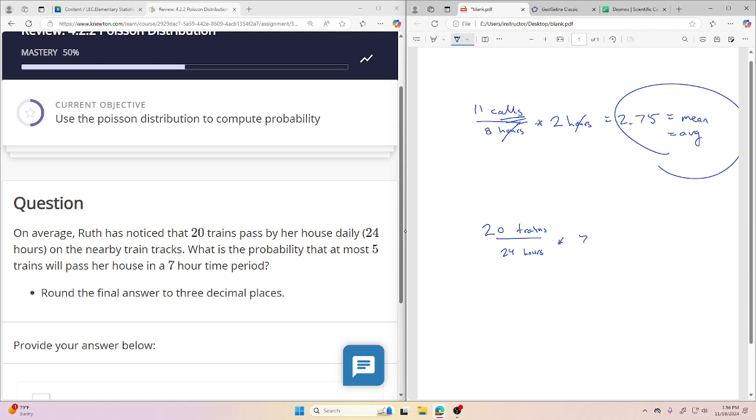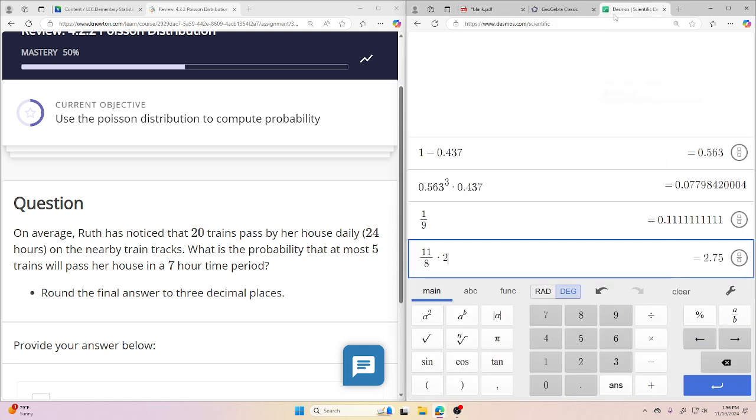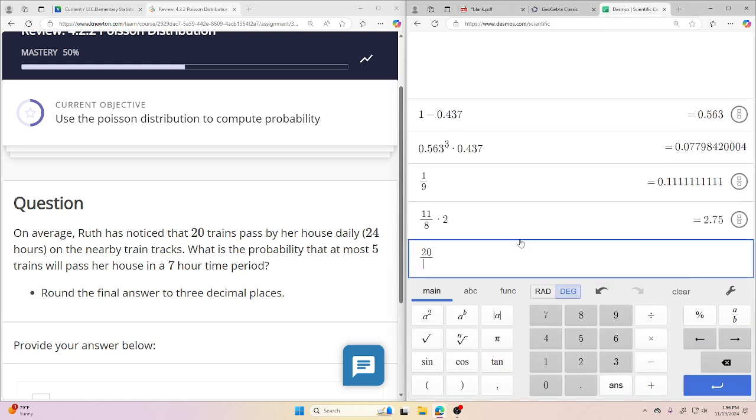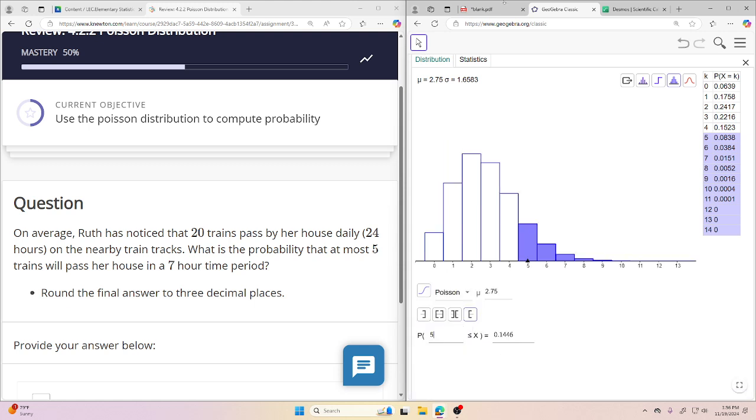So I'm going to cancel out my 7 hours. So hours and hours cancel. That's how I know that I'm doing it right, because I want to end up with trains over trains. So that's how I'm canceling it. So let's go and find that number. You can do a lot of this in GeoGebra just by itself, but I'm just being super cautious right now. 5.83. So I just put that into the calculator.